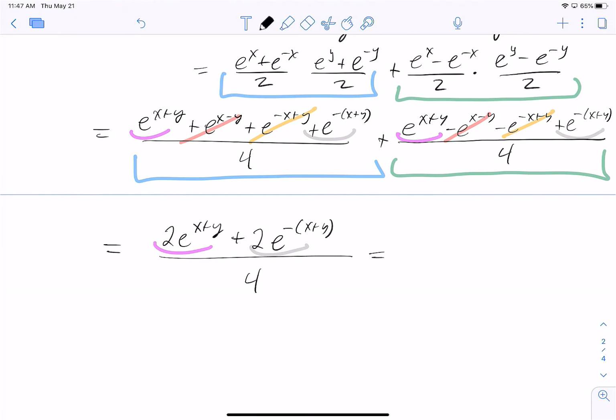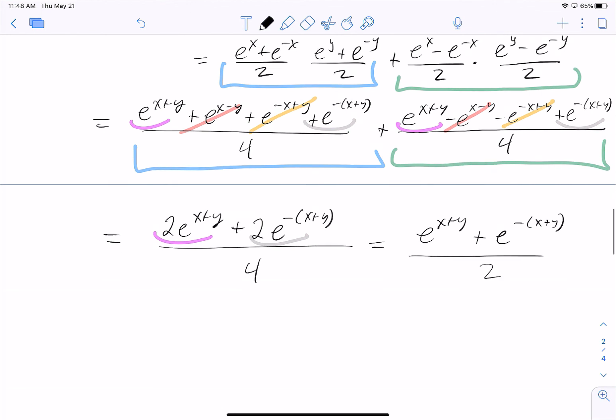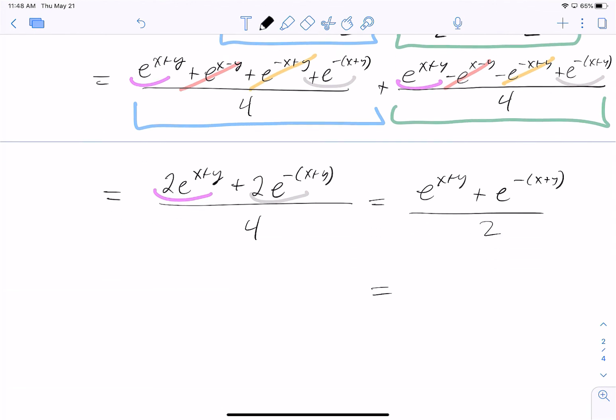Reducing this fraction gives us e to the x plus y plus e to the negative of the quantity of x plus y over 2, which exactly matches the definition of the hyperbolic cosine of the quantity of x plus y.